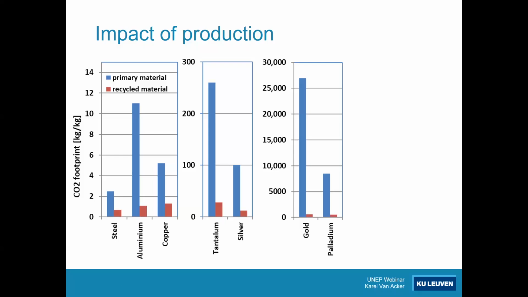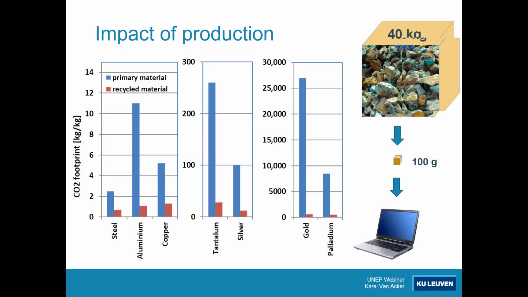And another issue is, so that's the impact per kilogram, but the other issue is that we need quite a lot of kilograms of materials to make our electronics. For example, a computer on average contains 100 gram of copper, but for this 100 gram of copper, we need to mine, to extract, 40 kilogram of copper ore. So there is a loss along the value chain to make these computers. So the amount we need, you have to multiply this, of course, with the footprint per kilogram of these materials.